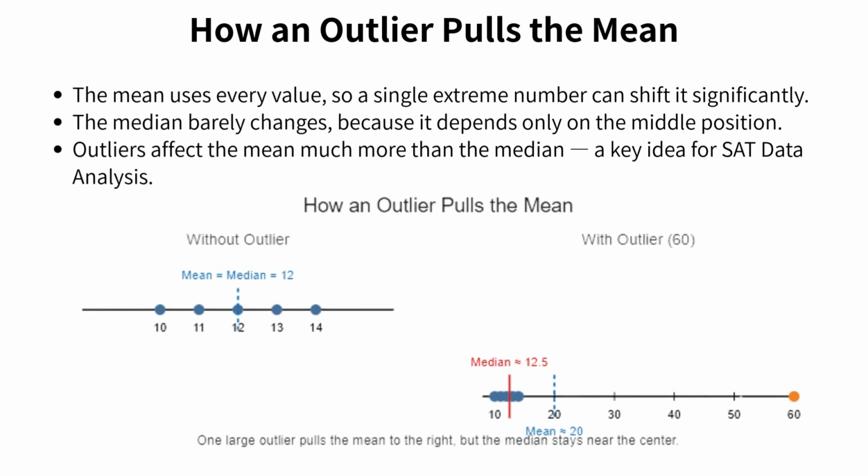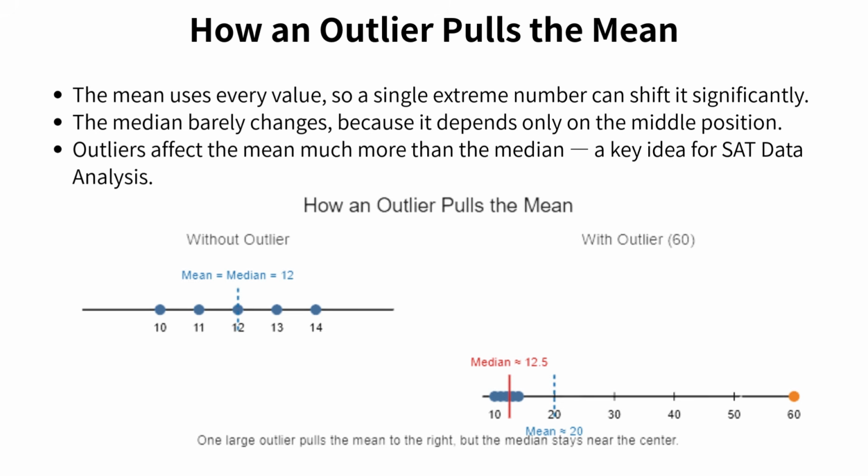This example shows why the mean is easily affected by extreme values, while the median is much more stable. In the top number line, we have a simple dataset: 10, 11, 12, 13, and 14. Both the mean and the median are 12, because the values are evenly spaced and there are no unusually large or small numbers. In this situation, the mean does a good job of representing the center of the data.